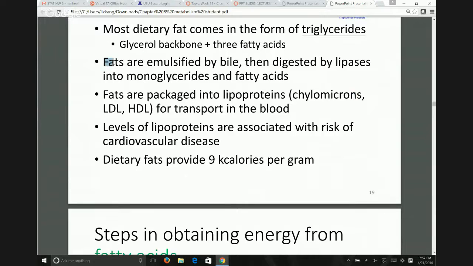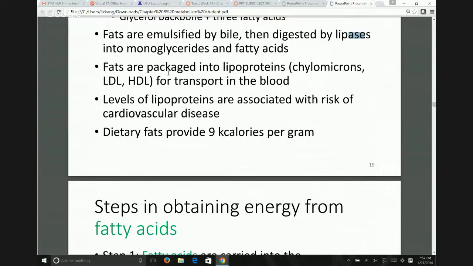Fat. So when we eat fat, it gets emulsified by bile. Do you remember where bile gets produced? It gets produced from the liver. Like I said, the liver does a lot of things. And it gets stored in the gallbladder, and whenever we eat lipid, the bile comes out and emulsifies it so that it can be digested by lipase. This is the enzyme. Whenever it has this ASE, that's an enzyme, right?